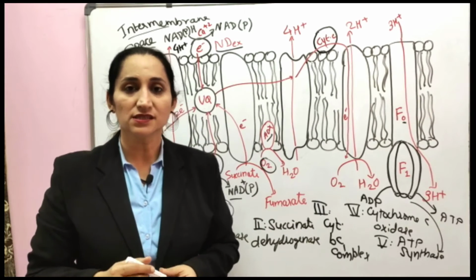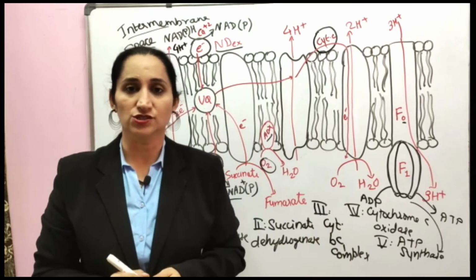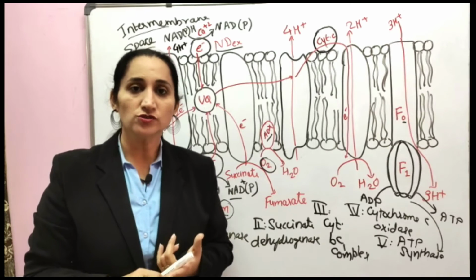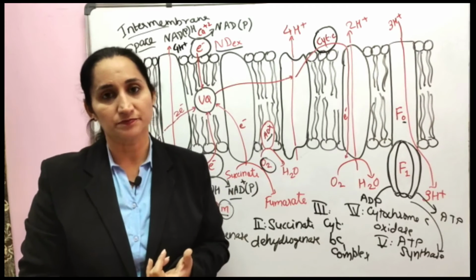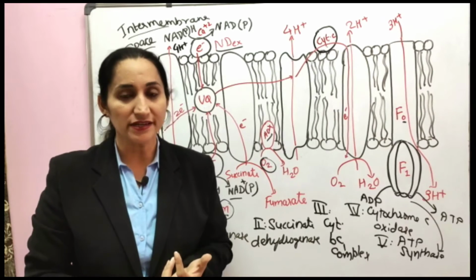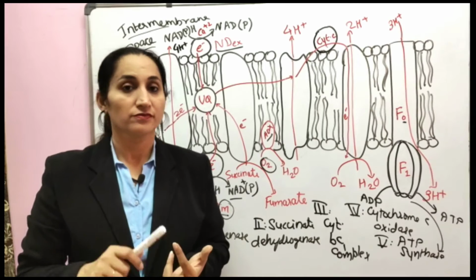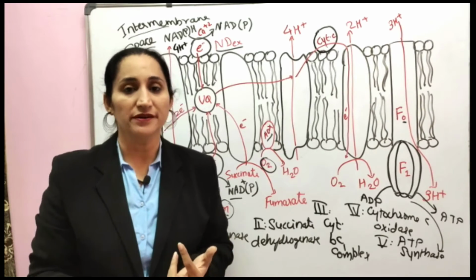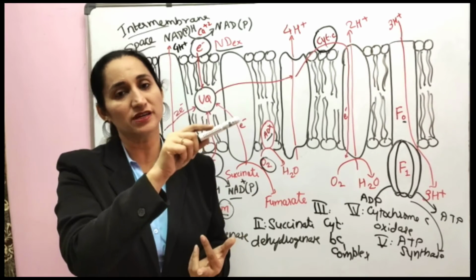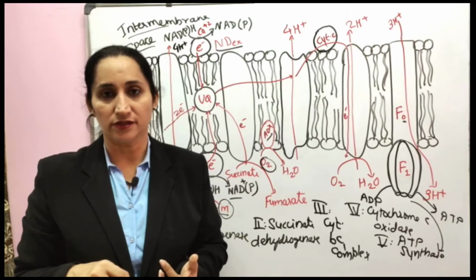Let us summarize the first 3 stages before moving on to the 4th stage. In the first stage, which is known as glycolysis, glucose was partially oxidized to pyruvic acid. This process was done in the cytosol of the cell. In the second stage, pyruvic acid was oxidized to acetyl coenzyme A. This was done in the mitochondrial matrix. It means after the formation of pyruvic acid in glycolysis, this pyruvic acid got transferred from the cytosol to the mitochondrial matrix.